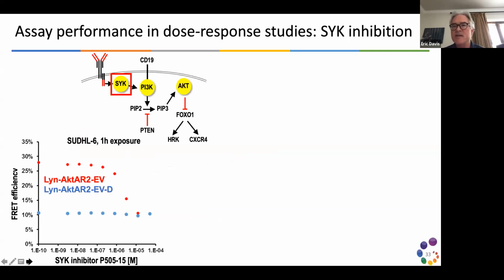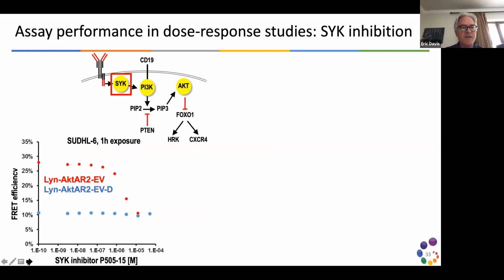But we can also use this assay in a lot of other ways. And here I show that you can use small molecule inhibitors of kinases in this pathway from the B cell receptor, in this case an inhibitor of SYK. Shown here are the endpoint results at different concentrations of the inhibitor. In blue is the dead reporter, the good control, and then in red are the values of FRET with different doses of the inhibitor. So you have a classical sigmoidal dose response curve.